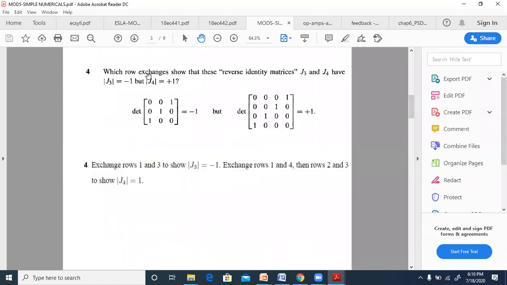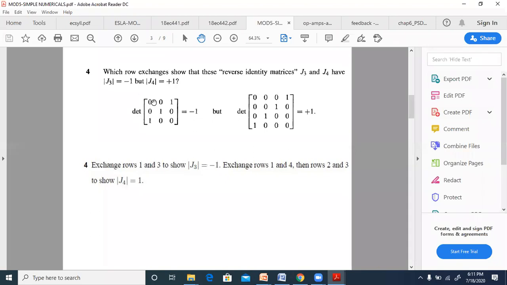Which row exchanges show that these reverse identity matrices J3 and J4 have determinant of J3 equal to -1, but determinant of J4 equal to +1? If you want to find this, over here exchange rows 1 and 3. If you exchange rows 1 and 3, then naturally the determinant will become minus. Whatever it is, one row exchange will convert it into the minus value.